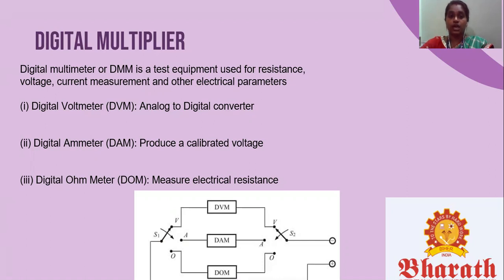The second is digital ammeter, DAM. Digital ammeter uses a shunt resistor to produce a calibrated voltage which is proportional to the current flowing. To read the current, we must first convert the current to be measured into a voltage by using a known resistance. The developed voltage is calibrated to read the input current. The third is digital ohmmeter, DOM. A digital ohmmeter is used to measure electrical resistance, which obstructs the path to the flow of current.